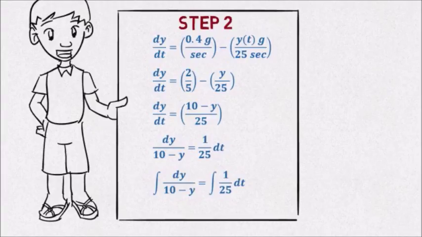So, after we have found the value for rate in and rate out, we will substitute the values into the formula, and we will have dy over dt equals 0.4 gram per second minus y(t) gram per 25 second. And we will calculate the formula, and we will have dy over 10 minus y equals 1 over 25 dt. From this point on, we will integrate both sides. So we will integrate dy over 10 minus y equals integrate of 1 over 25 dt.